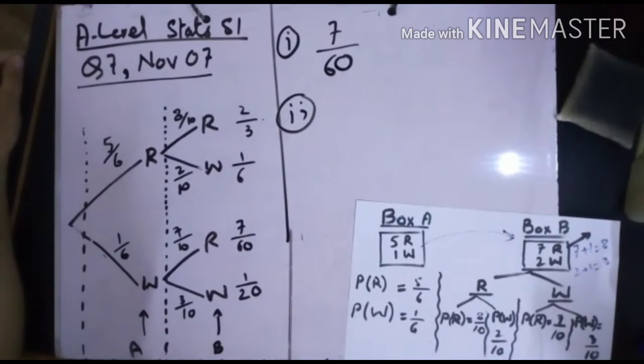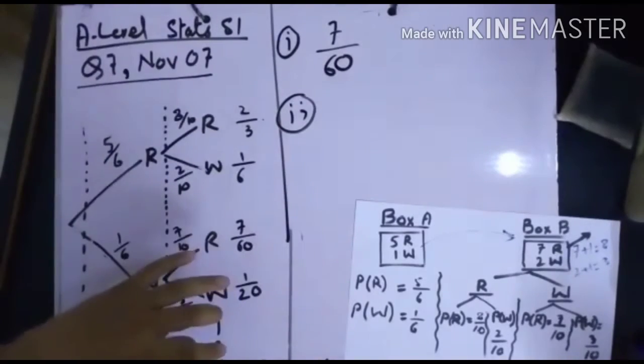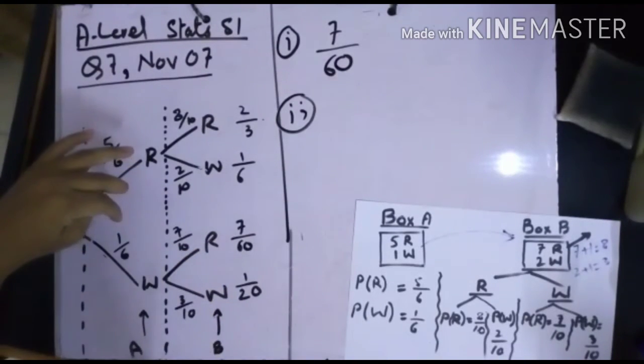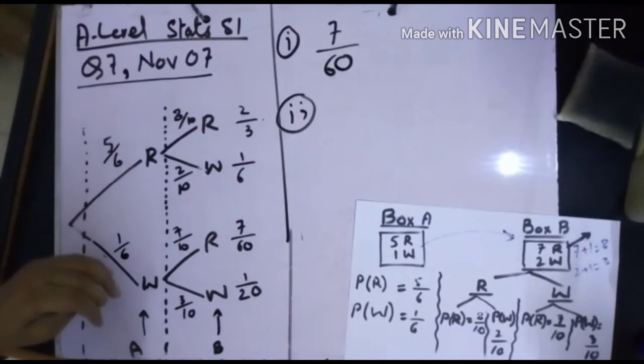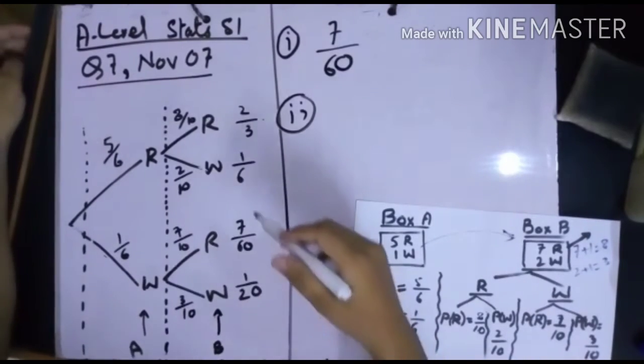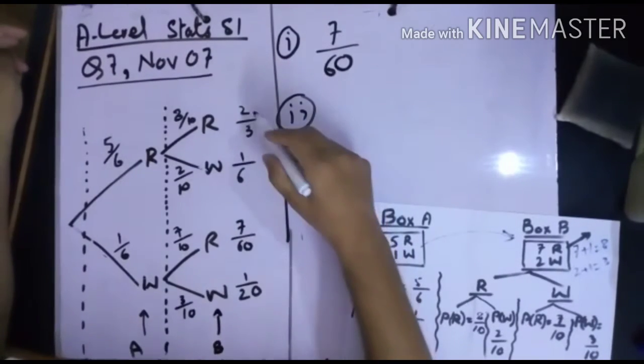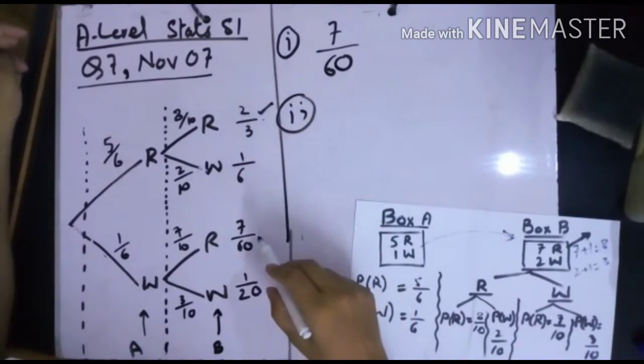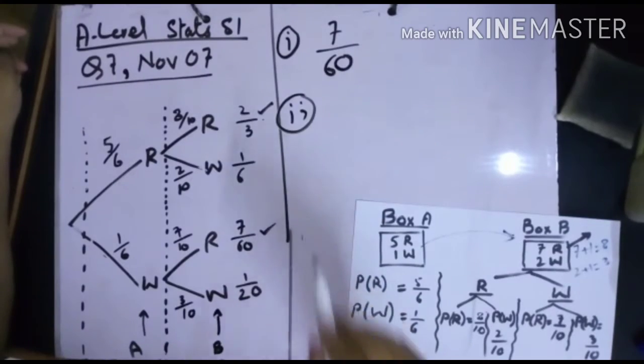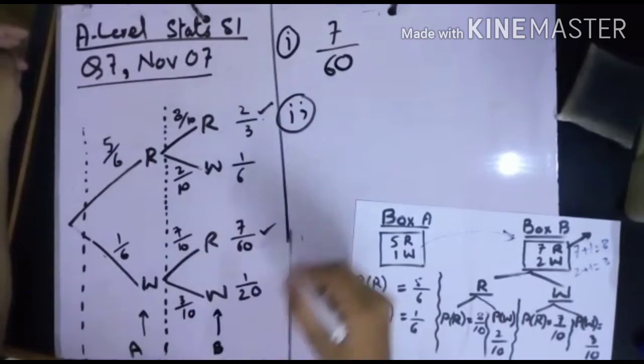The probability that the paper clip taken from box B is red. They're not saying from A it is red or white. They are asking the probability of getting red from box B. So red from box B is this case and this case. These two are the cases. For these two cases, two probabilities are there.